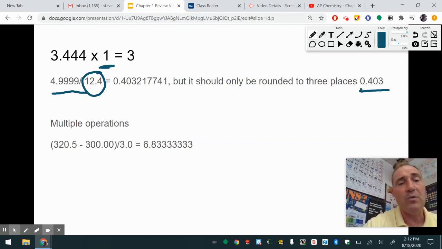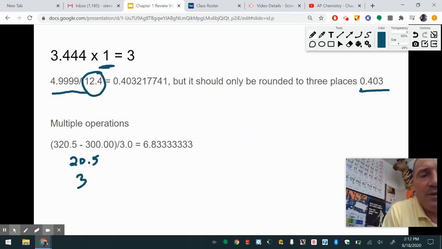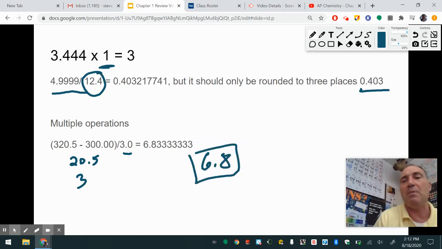When you have multiple operations, you kind of have to keep track of it. Do you see how if I did this operation, I'd have 20.5 as my answer there? And do you see how that has 3 significant figures? And that if I divide that, I'm dividing it by 2 significant figures. So my final answer should be 2 significant figures. So it should be 6.8 is my final answer. Box it in because that's what you do.